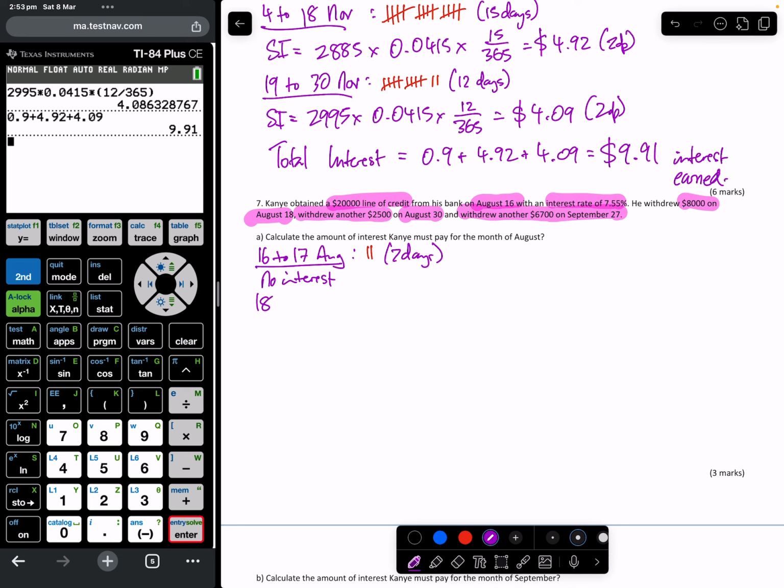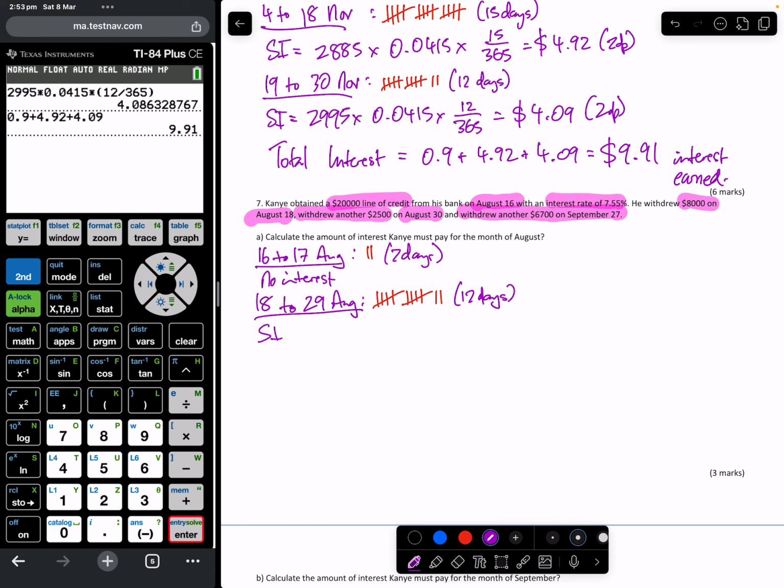But 18th to, when's the next thing that happens? He withdrew on August 30, so 18th to the 29th of August. He had a particular balance, so counting the first day, 18, 19, 20, 21, 22, 23, 24, 25, 26, 27, 28, 29. That's 12 days.